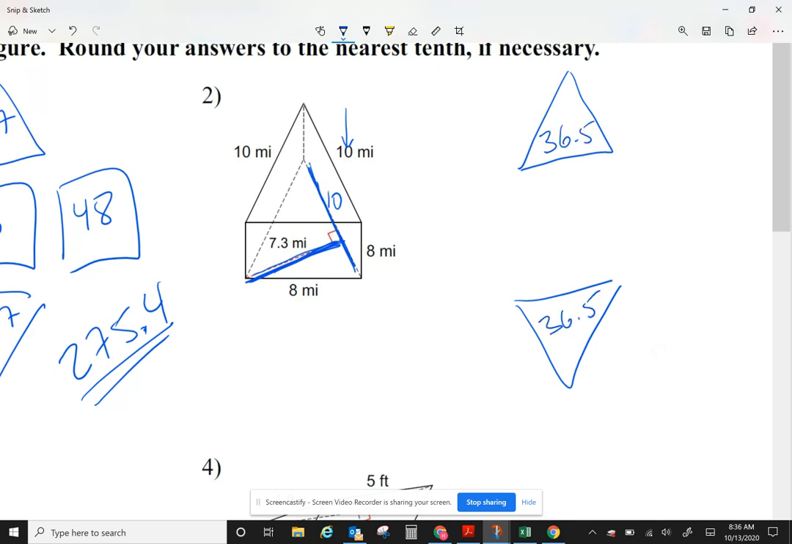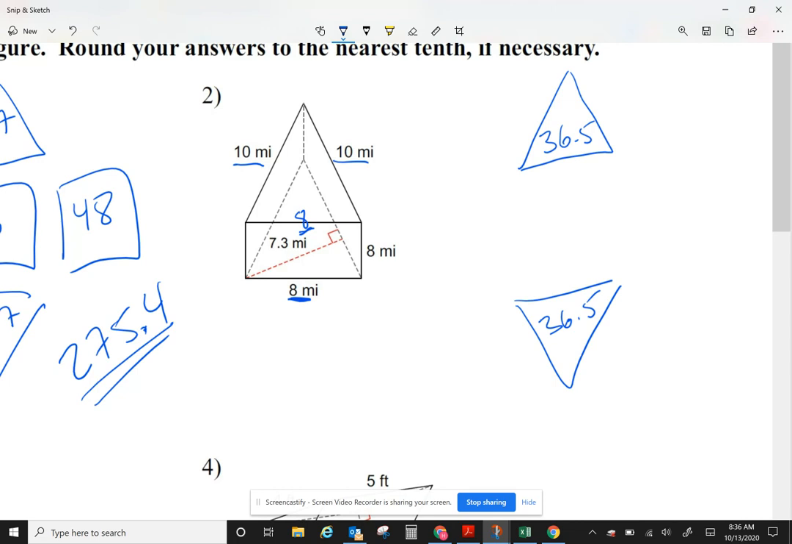Each of the bases is 36.5. All right, let me erase this. Let me look for the three sides of my triangle. I see one of them is 10, the other one is 10, and the other one, I'm going to write it up here, it is 8. Those are the three sides of my triangle.